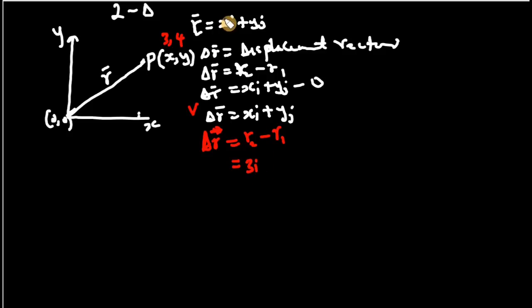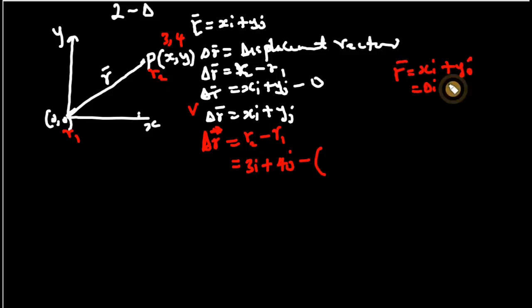So we now have 3i, because the x component is 3. Then you have plus, remember this is our R2 and this is our R1. So this now will be 4j minus the R1 here. So we still maintain that R equals xi plus yj. In this case, this will be 0i plus 0j. So this is 0i plus 0j.